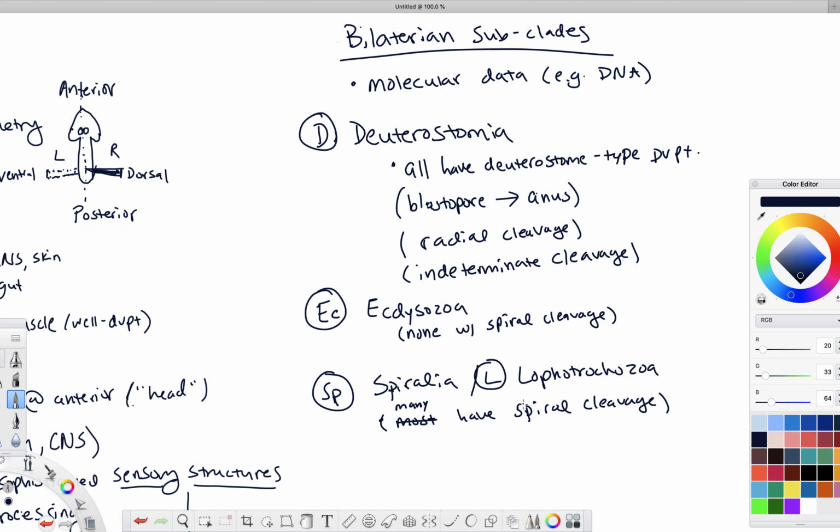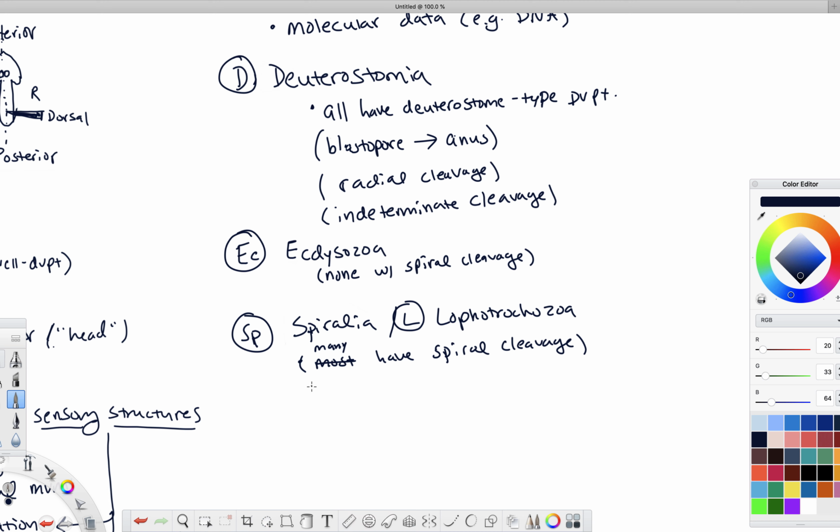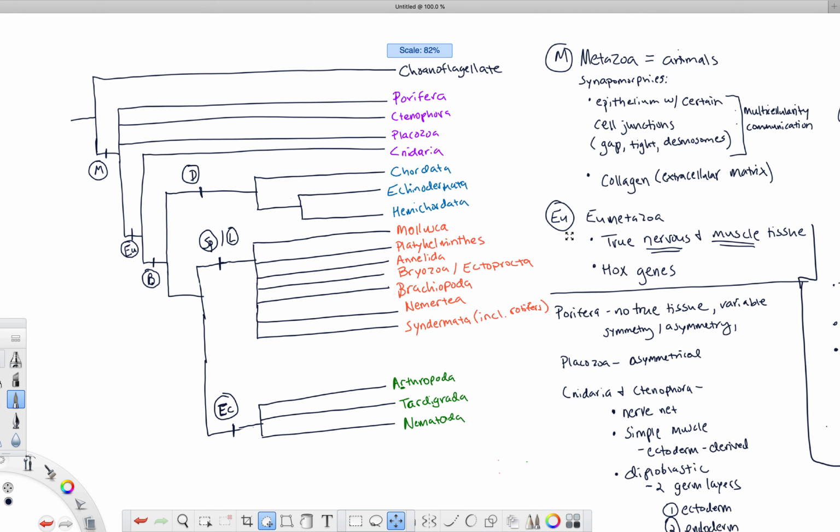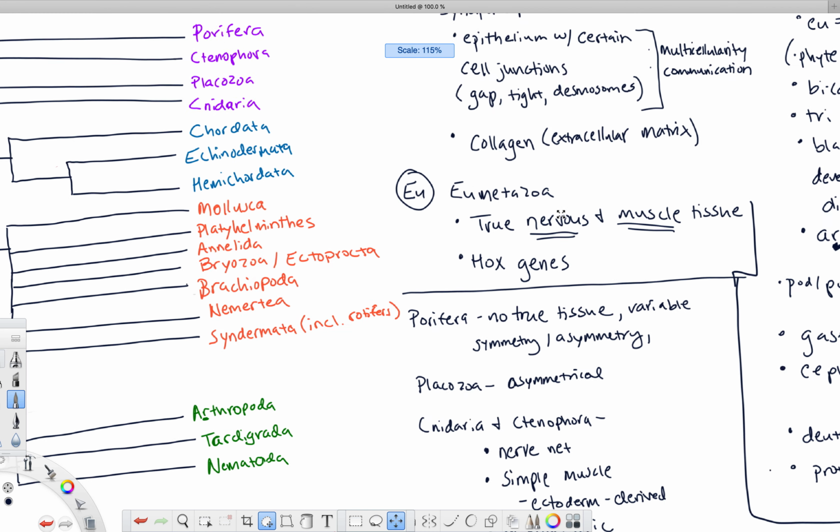It's confusing too, because a lot of these develop without a blastopore, really. So you can't even say the blastopore turns into anything because there is no blastopore. They're working on it. Let's just add in here highly varied developmental patterns.